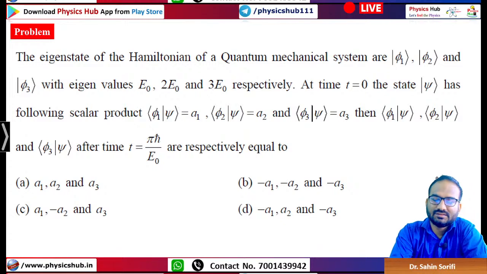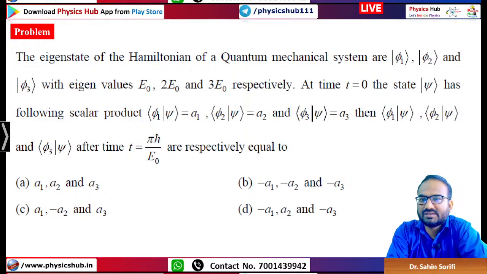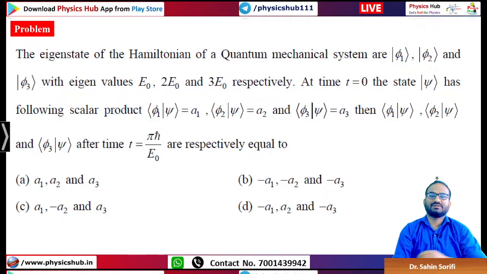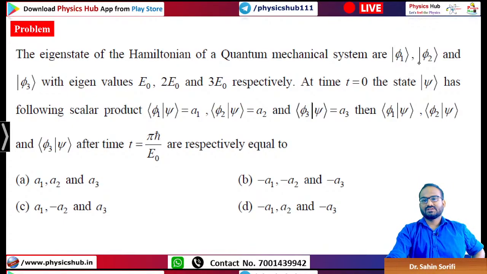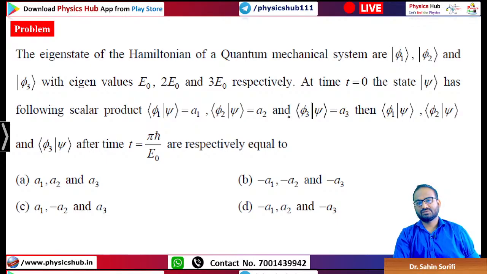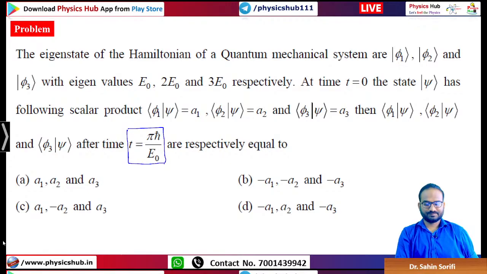The eigenstates of the Hamiltonian of a quantum mechanical system are phi 1, phi 2 and phi 3, with eigenvalues E0, 2E0, 3E0. At time t equals 0, the state has the following scalar products: phi 1 with psi is a1, phi 2 with psi is a2, phi 3 with psi is a3. Then find phi 1 psi, phi 2 psi, phi 3 psi after time t equals pi h cut by E naught, respectively. So this is a very similar problem. How will you do this?